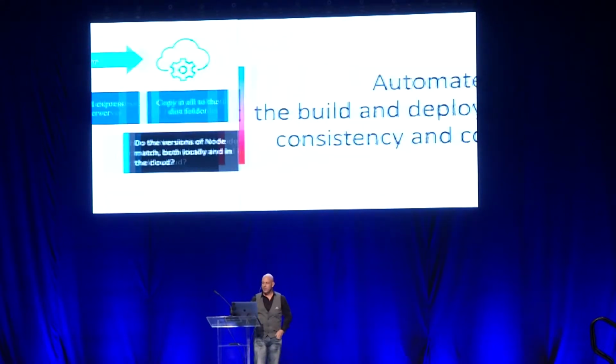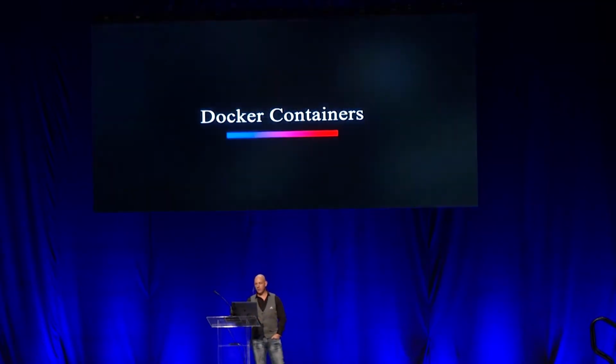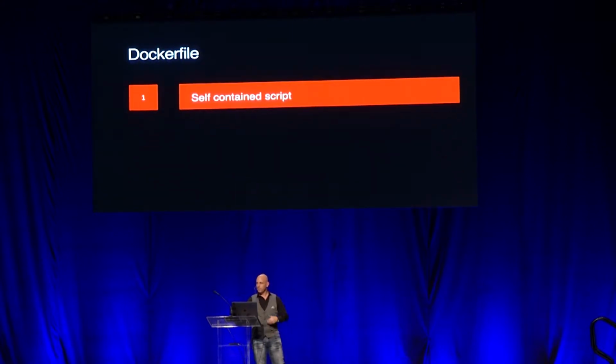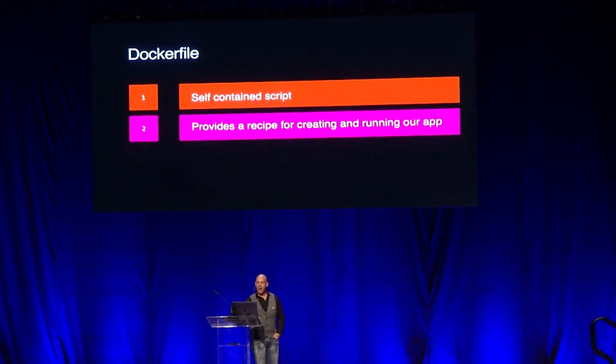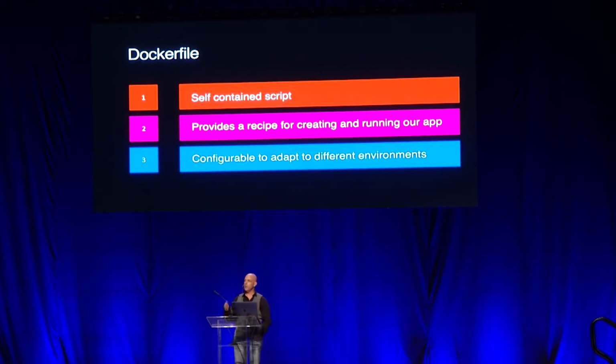Sounds easier than it is until we get to things like containers. So the way I'd like to go about this is let's take a look at what Docker containers do for us. Here's a sample Docker file. It's going to have a self-contained script. It's going to provide a recipe for creating this container that runs everywhere with our application. And it's going to configure different environments so that what runs locally runs differently in stage, test, and production.